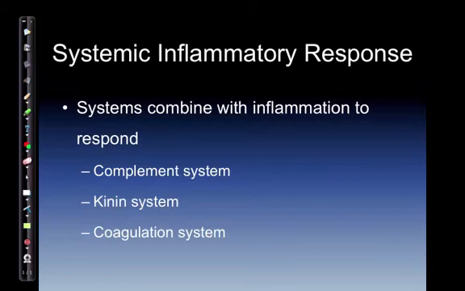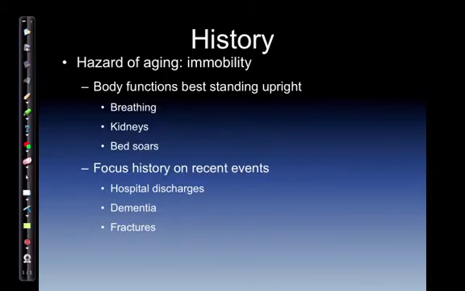History. Hazards of aging are immobility. The body functions best when standing upright. Breathing with the patient lying down has a decreased rib cage expansion. The kidneys drain downward, assisted by gravity. Bed sores: a combination of thinner skin, decreased peripheral blood flow, and bed rest can lead to the development of bed sores. Focus on history and recent events, hospital discharges, if they have any dementia, or if they have any fractures.